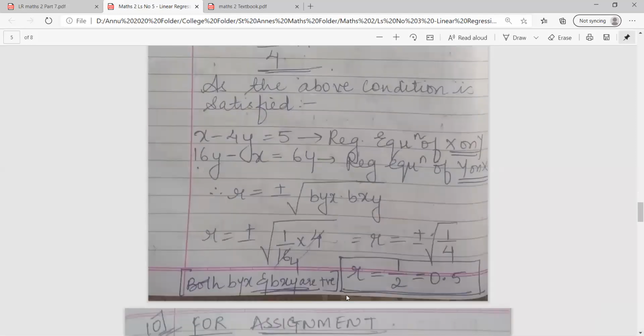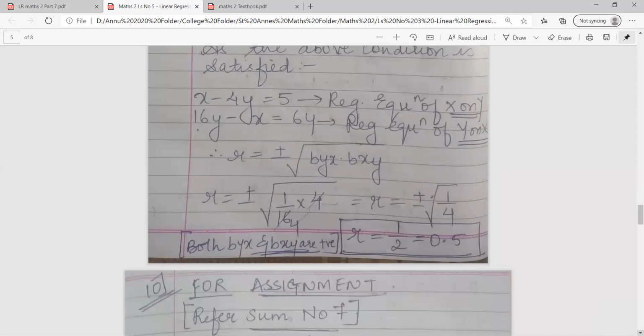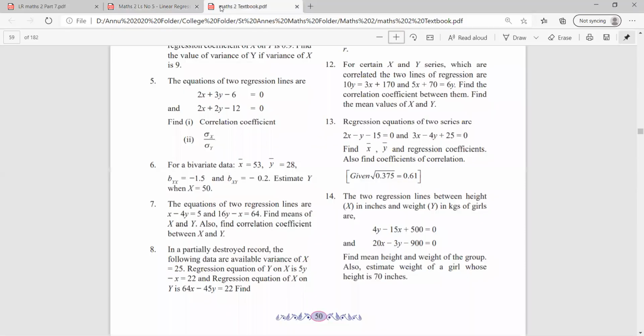As we have both our regression coefficients, we can write the formula r is equal to plus minus root of byx into bxy. So r is equal to plus minus root of 1 upon 16 into 4. I'm getting the answer square root of 1 by 4, which is half. The answer is 0.5, positive because both regression coefficients are positive over here. So with this, class, sum number 7 also gets completed.